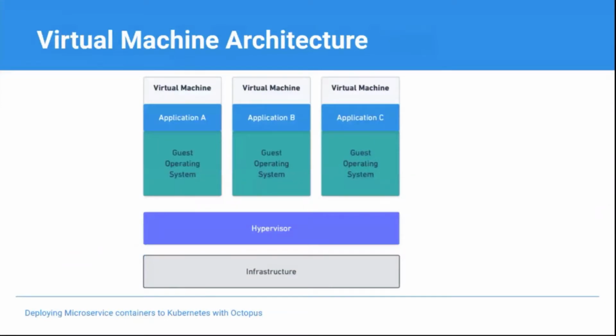Okay, so this does kind of take me into the virtual machine architecture. What you would normally have is your infrastructure at the bottom. That's your hardware. That's your network stack. You've got your hypervisor, and then on top of that, you've got the guest operating system, and then the application sits on top of that. And with that, you can have many applications on the same virtual machine.